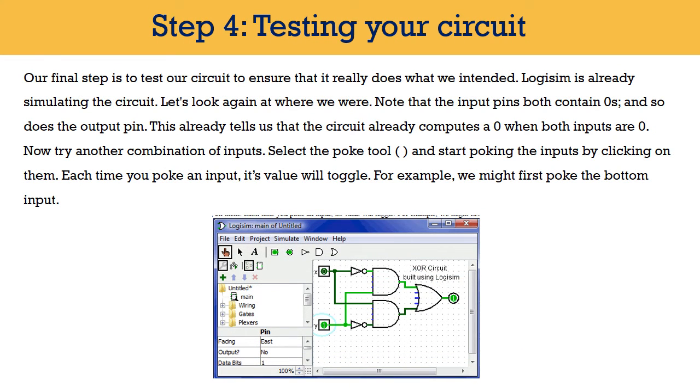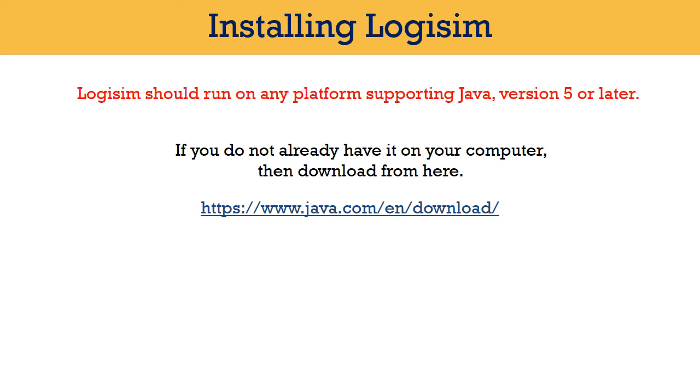After completing the connections and text input, our final step is to test our circuit to ensure that it really does what we intend. Logisim is already simulating the circuit. Let's look again at where we were. Note that the input pins both contain zeros, and so does the output pin. This already tells us that the circuit computes a 0 when both inputs are 0. Now try another combination of inputs. Select the poke tool and start poking the inputs by clicking on them. Each time you poke an input, its value will toggle. For example, we might first poke the bottom input. That was the introductory part of Logisim.